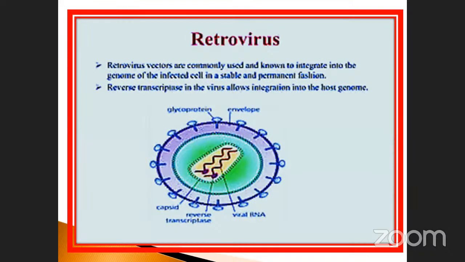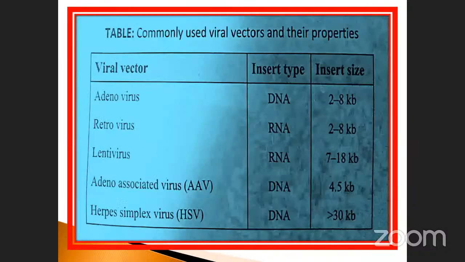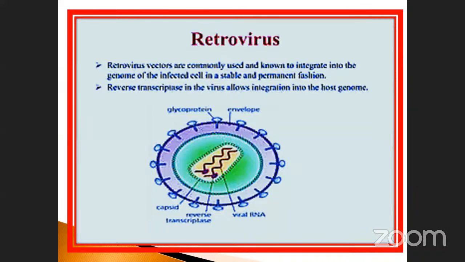Now consider the retrovirus. Retrovirus means what? HIV is also one of the retroviruses. It is an RNA virus, so RNA molecules are present inside. HIV is also one of the retroviruses.